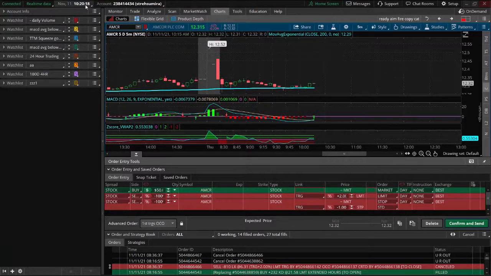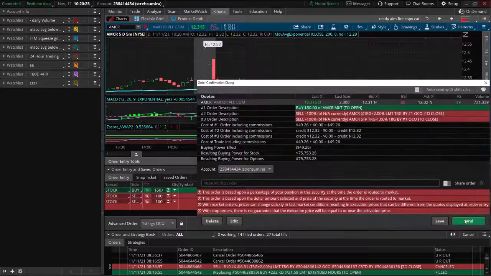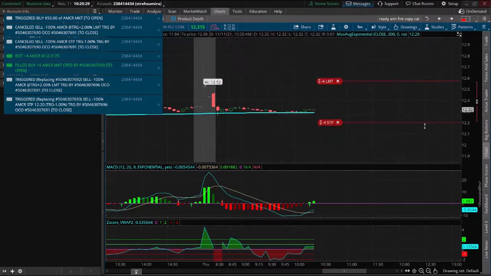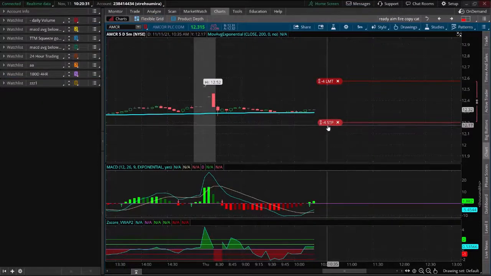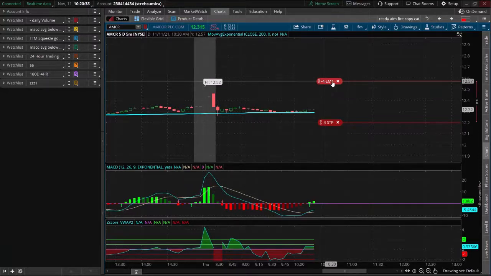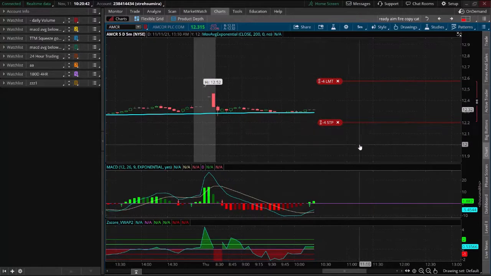So I don't know why we are at the 10:20. Okay, there we go. All right, finished. Let's confirm and send. Send. And there we are. We are at the 1% loss. It'll trigger a loss sell or a 2% win, and it'll automatically sell at a 2%. So that's as easy as that.